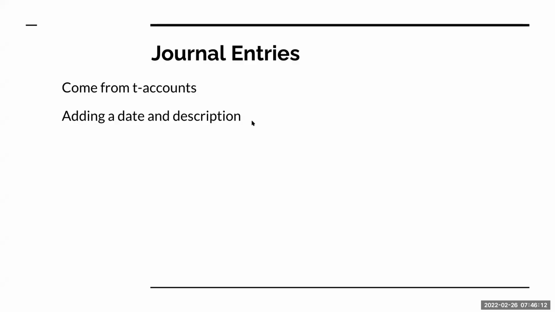So one of the things that I did not do is I didn't really talk about journal entries in the last 18 videos. The reason why is that when you make a journal entry, it comes from the T accounts, and I'll show you how that works. What we're going to do, though, is we're just going to go ahead and add a date and a description.